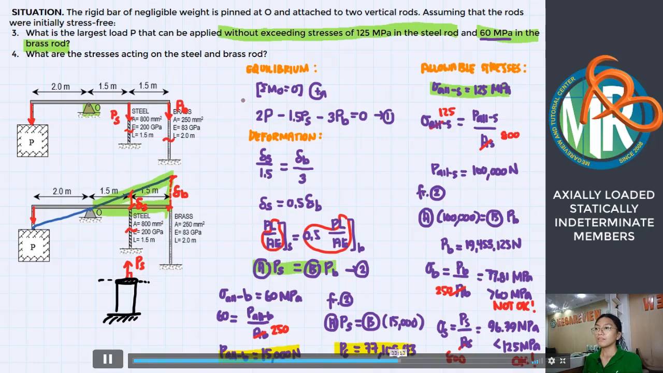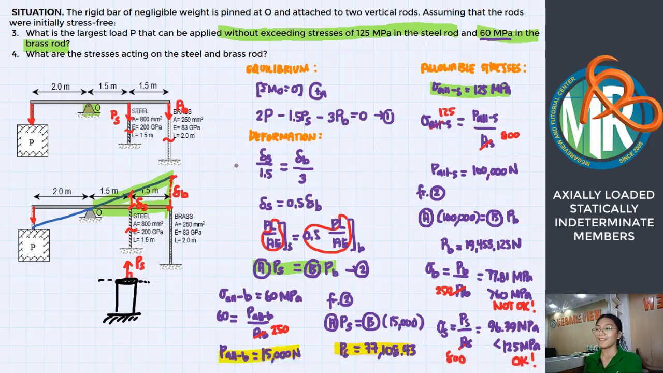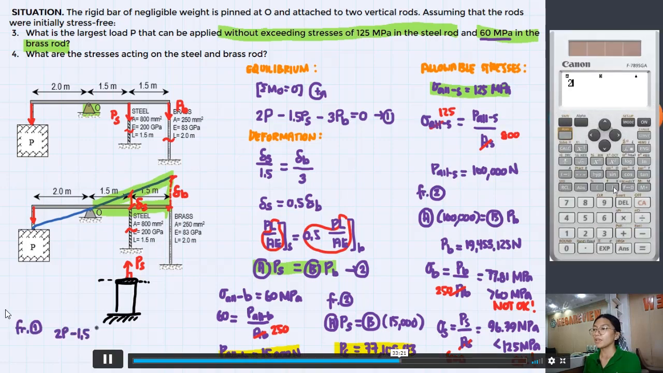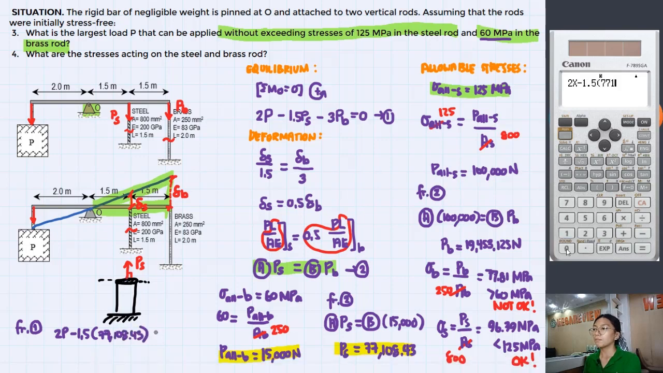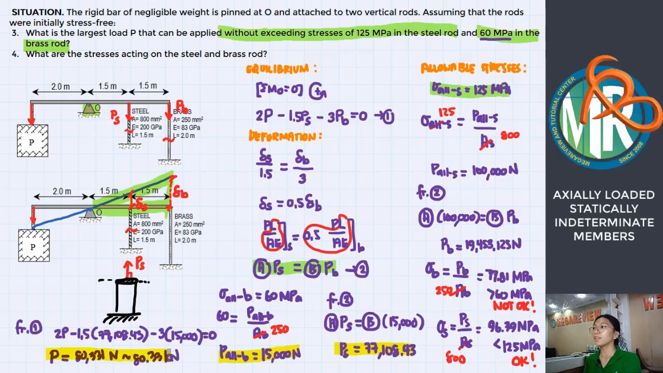So from there, you can get the value of P using equation 1. So mula dito sa ating equation 1, so this is 2P minus 1.5 PS mo is 77,108.43 minus 3 PB mo is 15,000. Okay? This is equal 0. So you can get the value of P, which is 80,331 Newton, or that is 80.33 kilonewton. So this is already the answer for number 3.